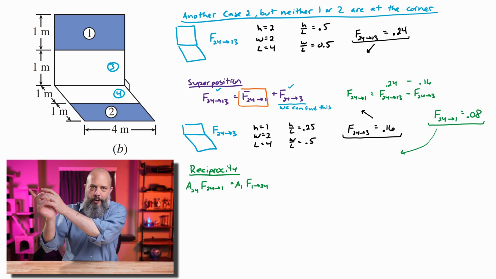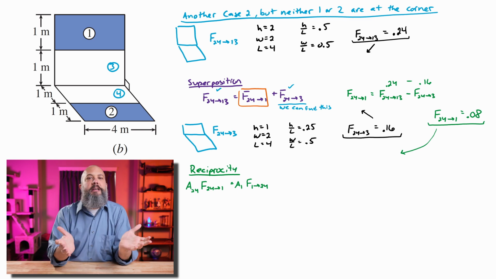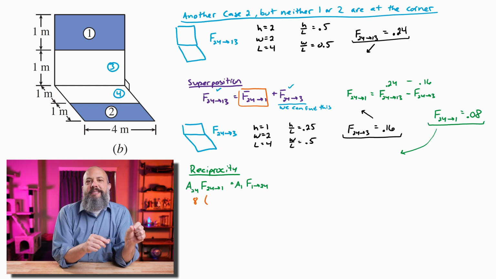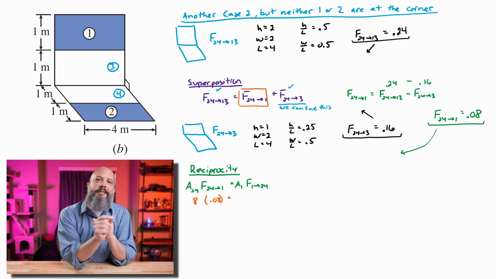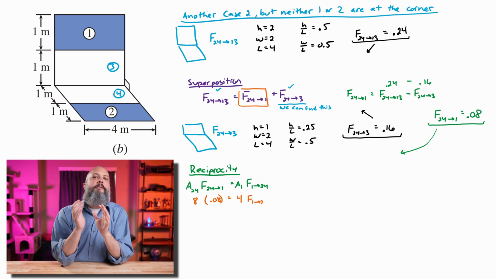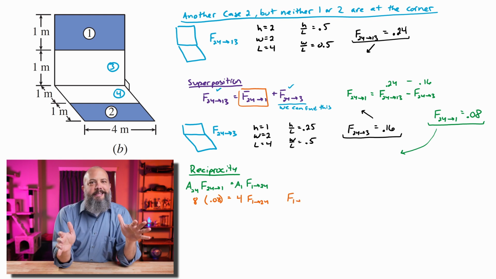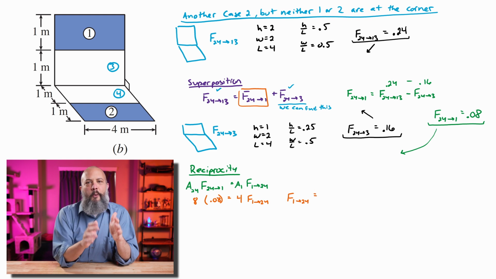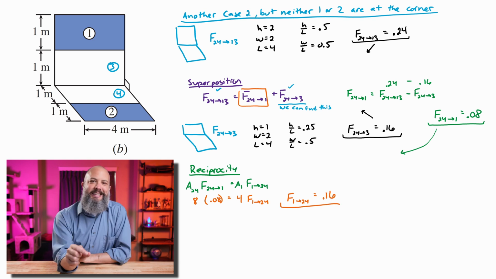And now eventually I want F12, so I don't want radiation going to point 1. I want radiation coming from point 1. So I'll use a reciprocity rule and flip this. Area 24 times F24 to 1 is equal to area 1 times F1 to 24. So I can flip it, I just have to account for the areas. Since 24 has area 8 and 1 has area of 4, F1 to 24 will be twice as much. It'll be 0.16.